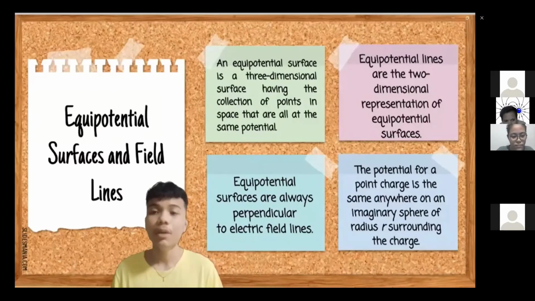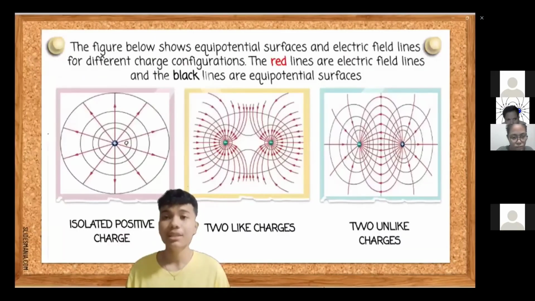So basically, what this expresses is that the surface which is the locus of all points which are at the same potential is known as the equipotential surface. No work is required to move a charge from one point to another on the equipotential surface. So for this slide, we can see below the equipotential surface and electric field lines for different charge configurations. The red lines are the electric field lines and the black lines are the equipotential surface.